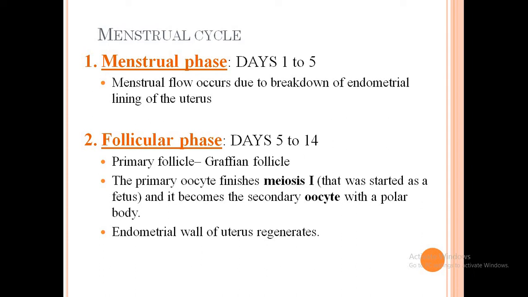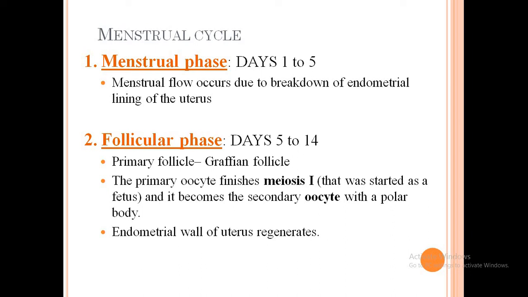First, the Graafian follicle is maturing. The primary follicle develops and forms the Graafian follicle. Simultaneously, the endometrium becomes 3 to 5 millimeter thick. The level of FSH and estrogen is high. Why? Because the Graafian follicle is developing, so the level of estrogen is maximum at this time.